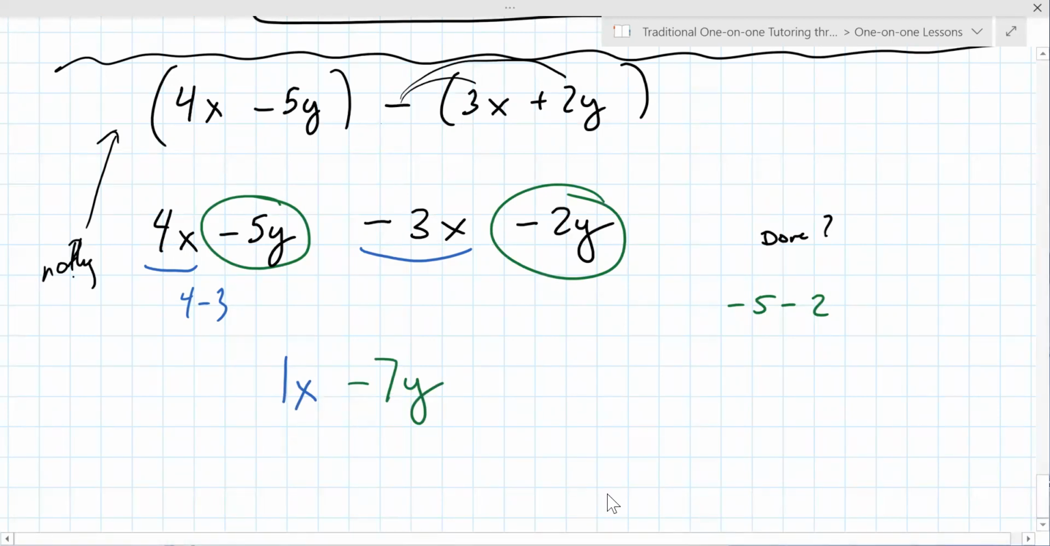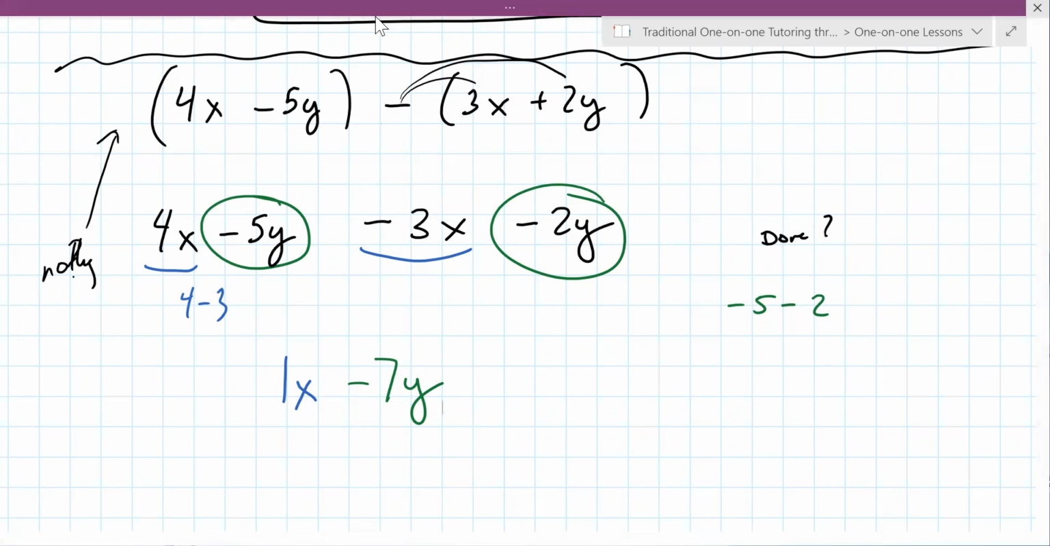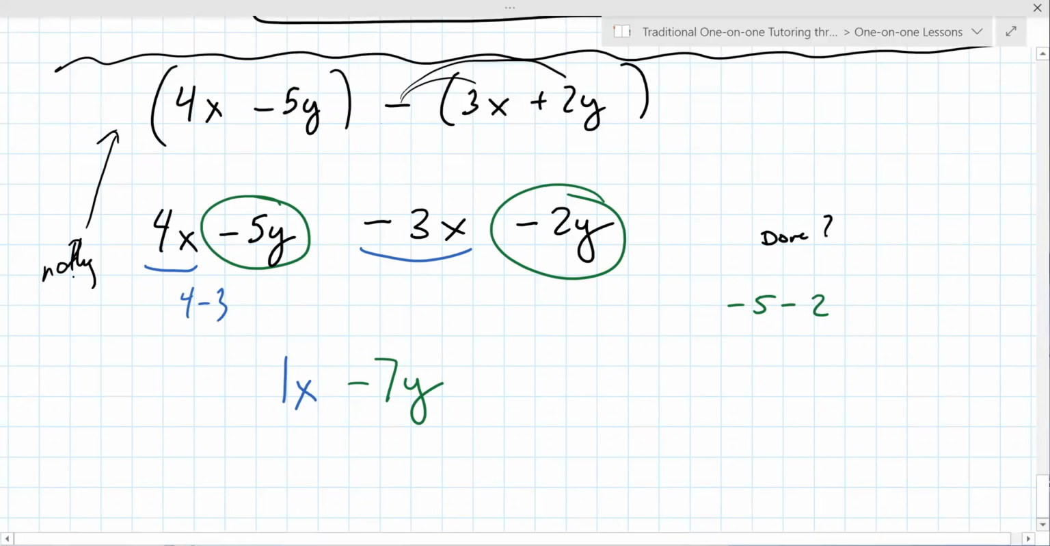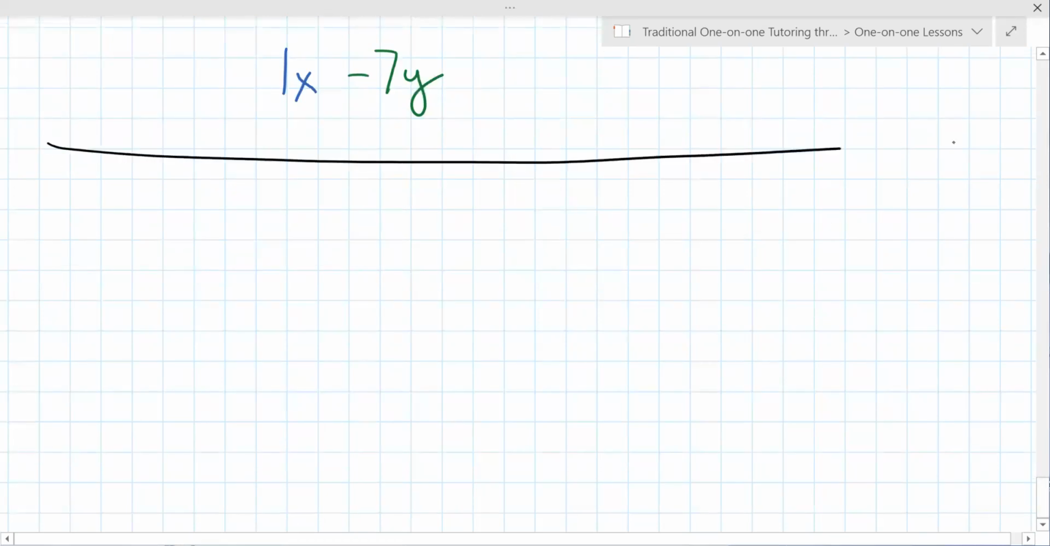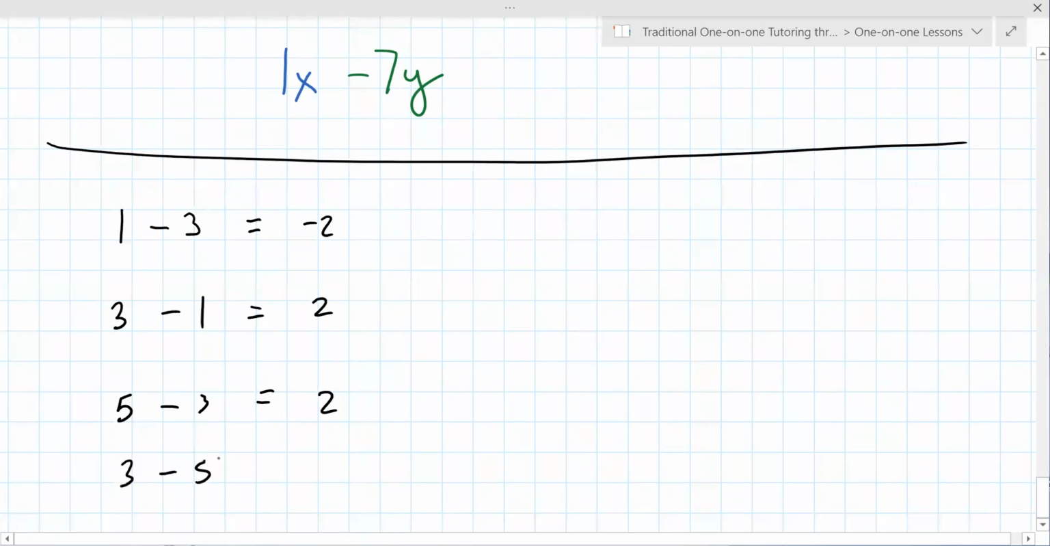I can't really move past this point, so we're gonna do a few more of these. I think I'm getting it from the examples in the book, but I gotta have you be able to do this correctly. What is 1 minus 3? It's -2. What is 3 minus 1? 2. What is 5 minus 3? It's 2. What is 3 minus 5? -2. Okay, now we're gonna go to some harder ones.